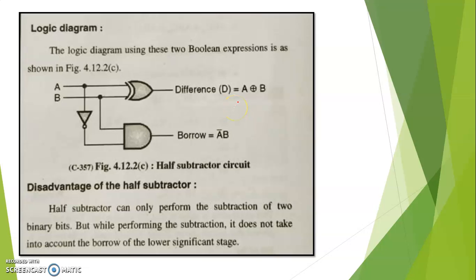A half subtractor can only perform the subtraction of two binary bits, and while performing the subtraction, it does not take into account the borrow of the lower significant stage. Subtraction of two binary bits, meaning only two binary bits can be subtracted. There are no three binary bits, only two binary bits we can subtract. So this is the biggest disadvantage of the half subtractor. This is the logic diagram and this is the disadvantage.